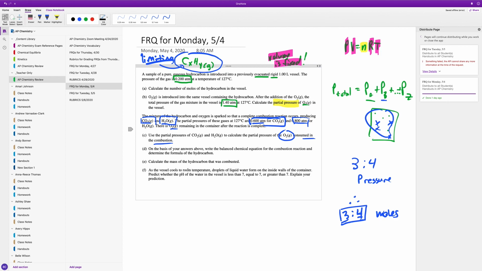And as the vessel cools to room temperature, droplets of liquid water form on the inside walls of the container. Predict whether the pH of the water in the vessel is less than 7, equal to 7, or greater than 7. The question is, is anything in this container going to dissolve into that water that forms? Because that water is a product. Is there something else in that container which could affect the pH? So let's go ahead and have a look at the rubric here.